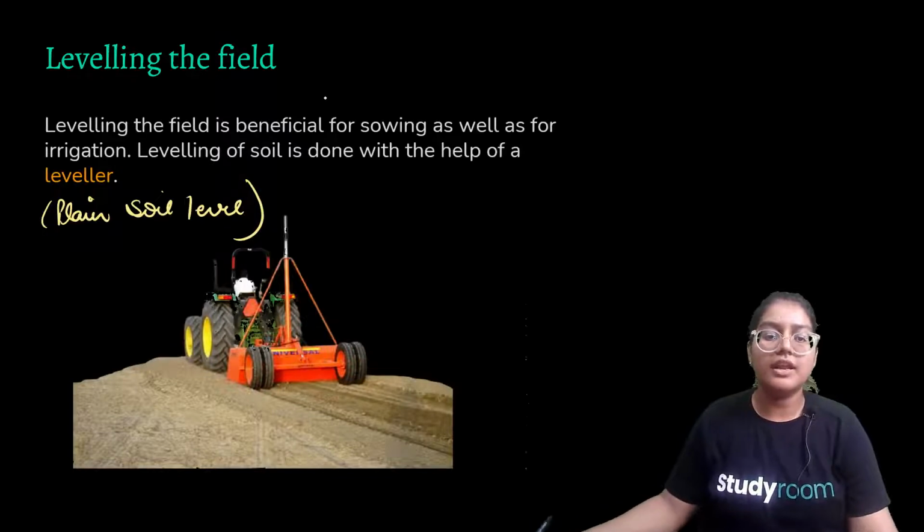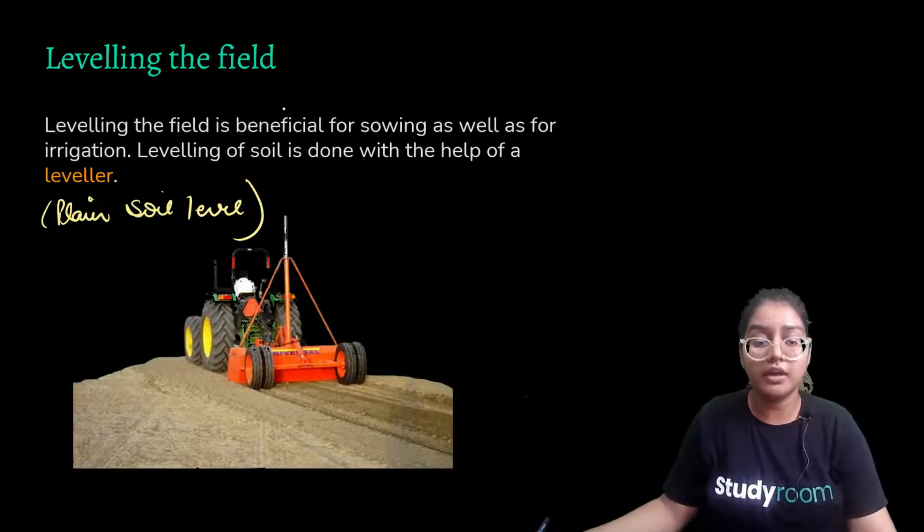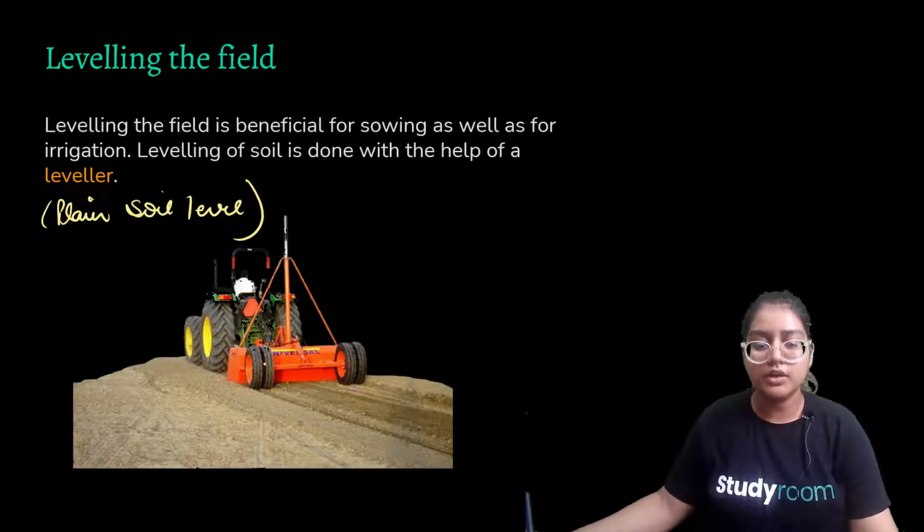Now we'll be talking about leveling of soil. We discussed loosening of soil, and it is done by plugging. The leveling of field is beneficial for sowing as well as for irrigation. We will be learning about sowing and irrigation in the upcoming video. Leveling of soil is done with the help of a leveler. So the leveler makes the soil plain. Plain soil level is ensured by the leveler. You can see in this video, the two tires here ensure that our plane is smooth.